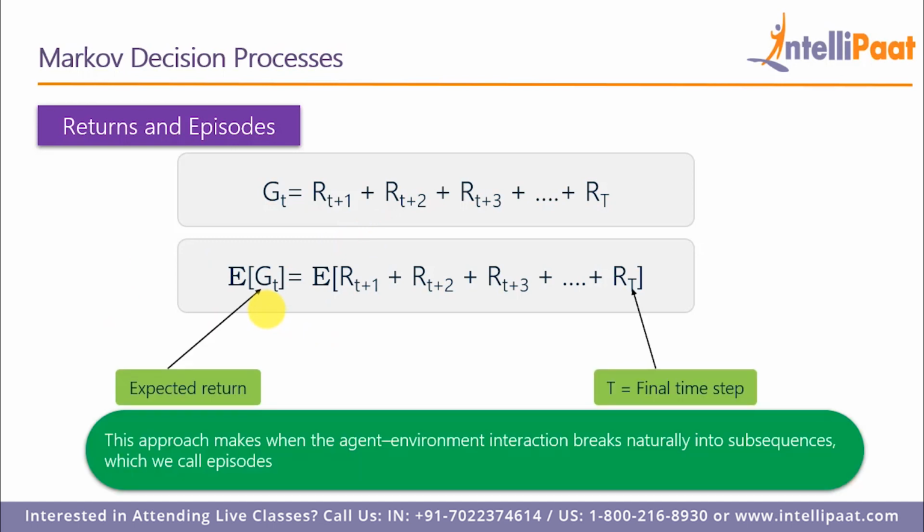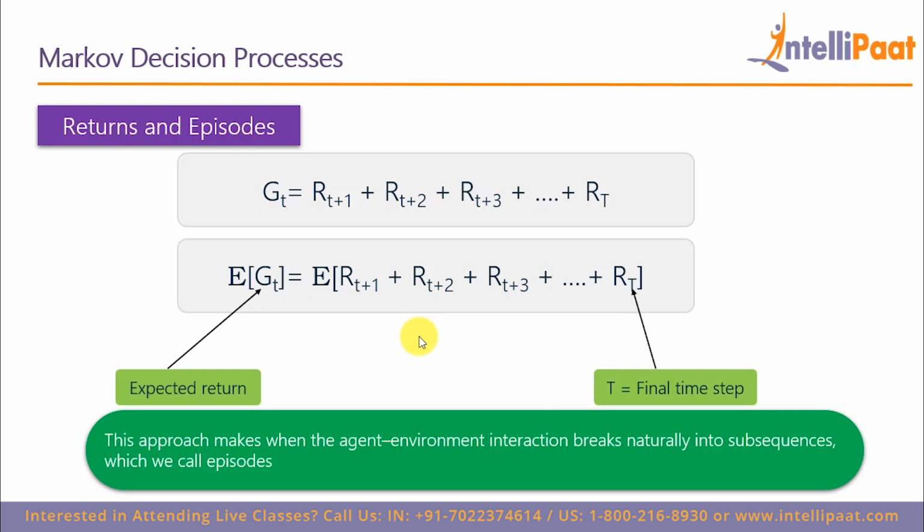For this approach to be well defined, the sum of the rewards must be finite. Specifically, we can say that there is a final time step t where the agent and environment interaction ends. In the simplest case, the interaction naturally breaks into chunks, which we call episodes. Each episode begins independently of how the previous episode ended.